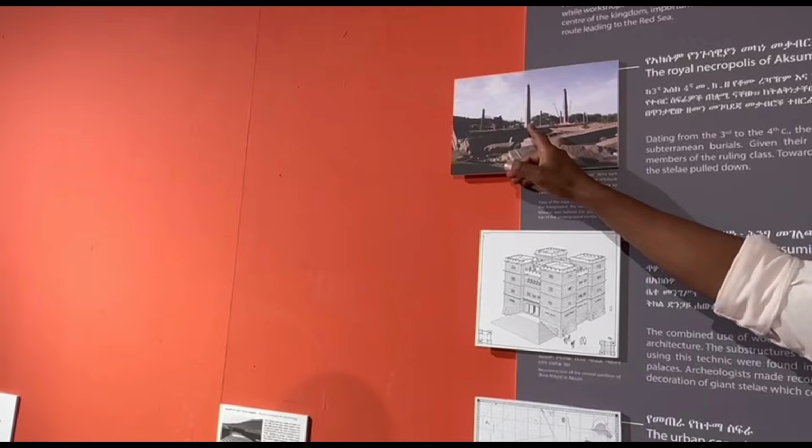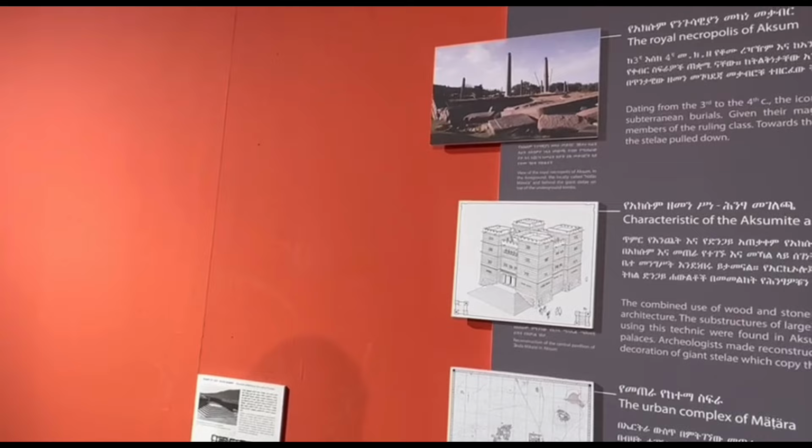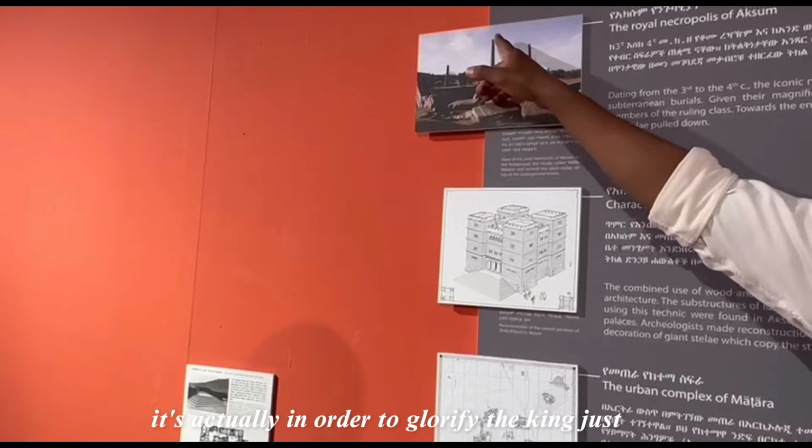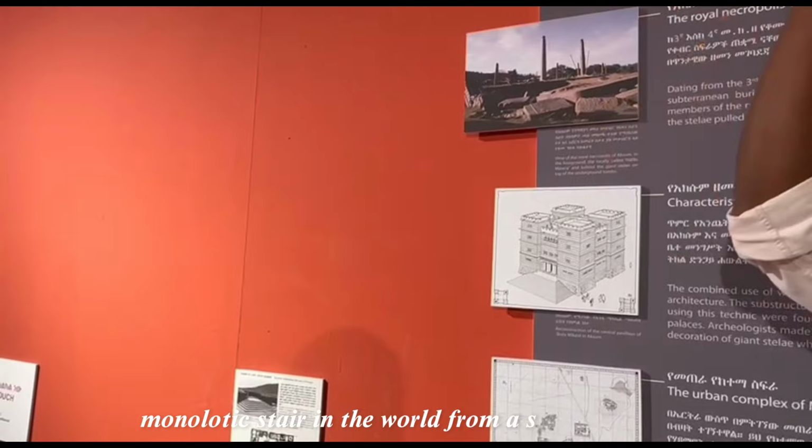And then advancing to here, you can see the royal chamber, the cemetery. So that indicates the ultimate civilization of the Aksumite Empire. It's actually built in order to glorify the king. It's one of the largest monolithic monuments in the world. You cannot find a 20 meter tall monolithic stele in the world from a single granite stone.